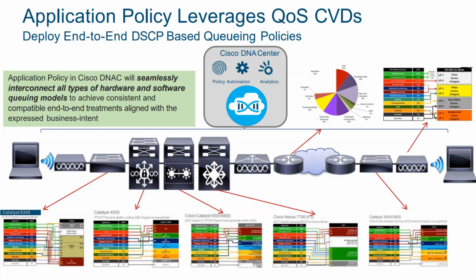Okay, another question: what if one of the devices doesn't support NBAR, like the Cat2K? How is DNA going to manage that? DNA will translate that strategic policy to ACLs and will push it as Layer 4 ACLs to these devices.